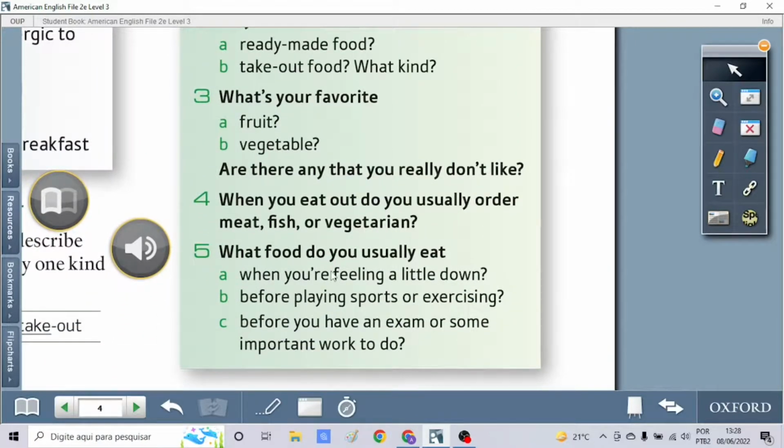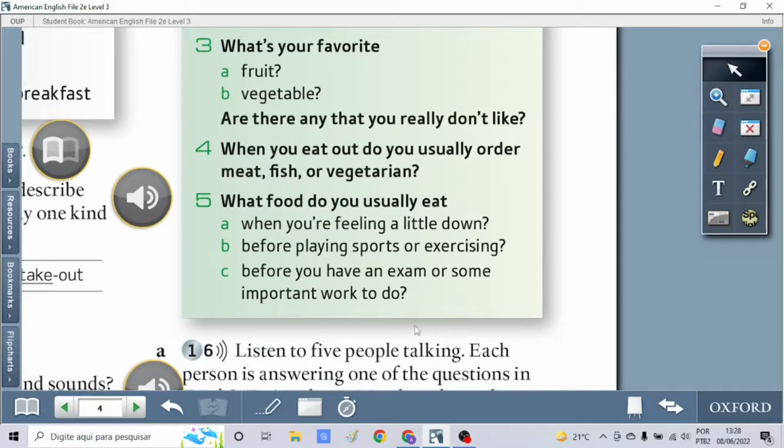4. When you eat out, do you usually order meat, fish, or vegetarian? 5. What food do you usually eat when you're feeling a little down, like a little depressed? B. Before playing sports or exercising. C. Before you have an exam or some important work to do.